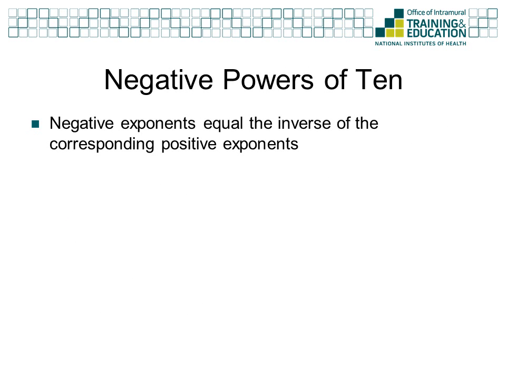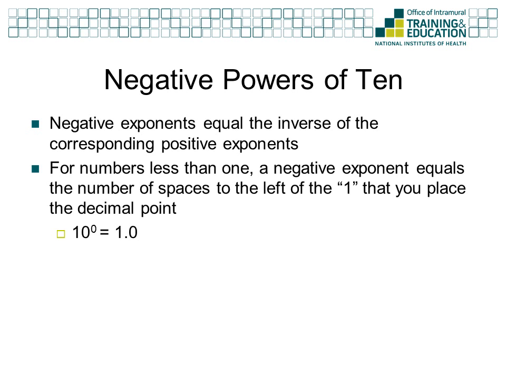Just as powers of 10 can be used as shorthand for very large numbers, they can also be used as shorthand for very small numbers that use up a lot of space when written out. We mentioned earlier that negative exponents are equal to the inverse of the corresponding positive exponents. So for powers of 10, a negative exponent is equal to the number of spaces to the left of the 1 that you place the decimal point. So for 10 to the negative first power, you will move the decimal point 1 place to the left of the 1, and your answer will be 0.1, or 1/10.